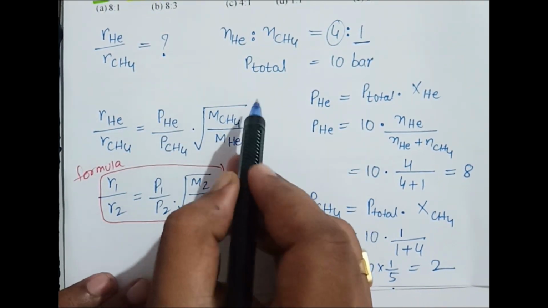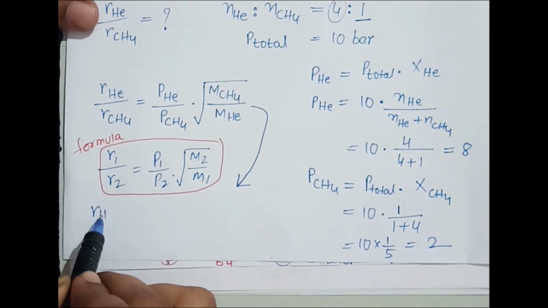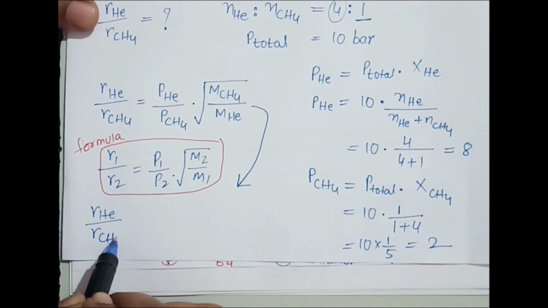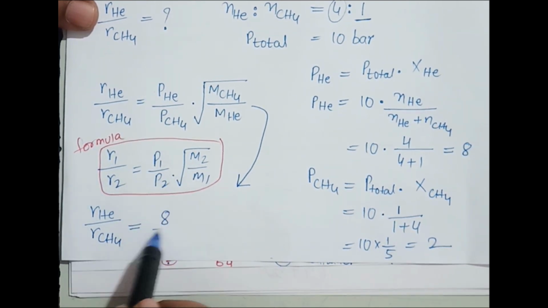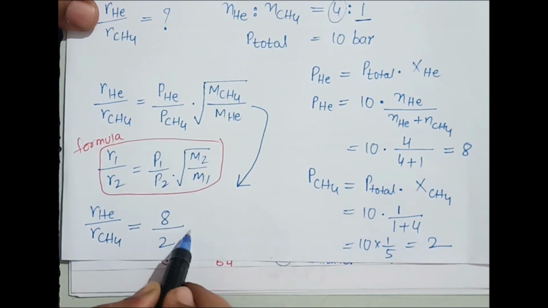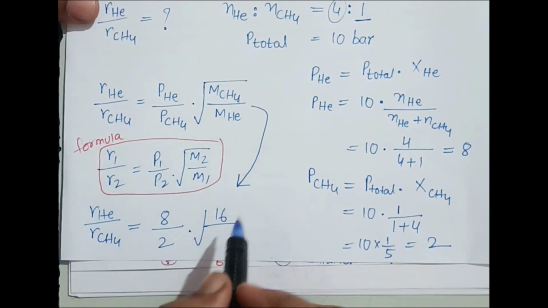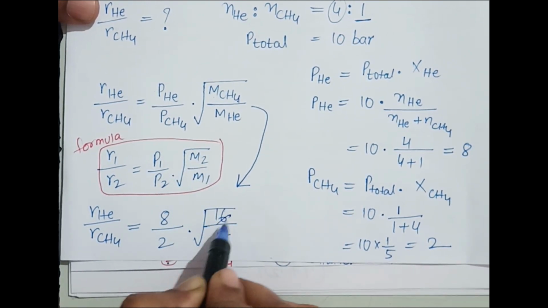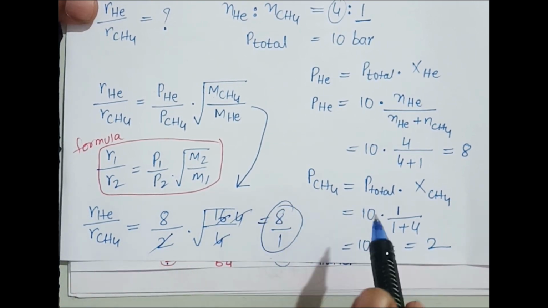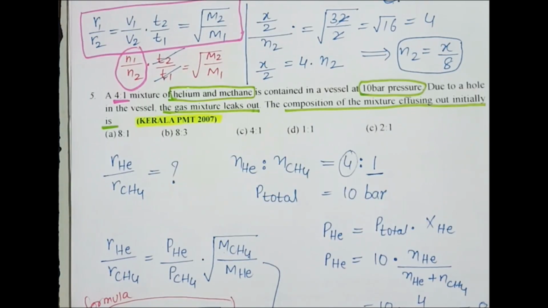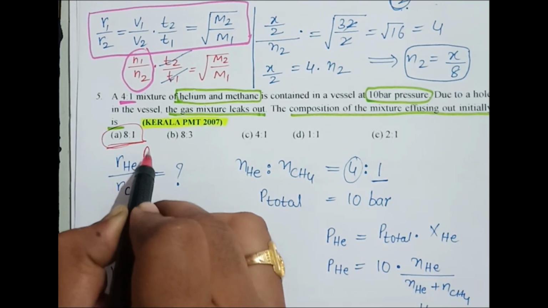Let us put this in the formula. So what you will get: rate of helium upon rate of methane is equal to pressure of helium, which is 8, over pressure of methane, which is 2, into under root molar mass of methane, which is 16, over molar mass of helium, which is 4. So under root 4 is 2, the 2 cancels, which gives 8. So the ratio is 8 by 1, which means 8 is to 1. So you can check here, 8 is to 1. Yes, this is the answer.